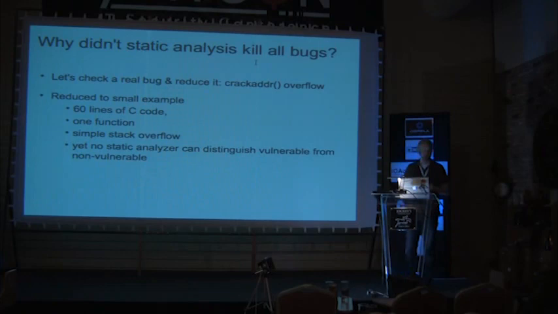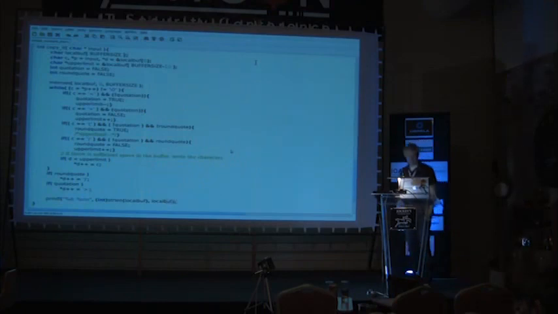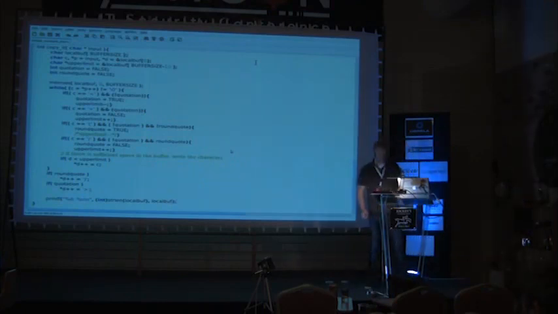My favorite small example that I like to keep in my head to think about all the time is the crack address overflow from SendMail a couple of years ago. And you can reduce it to a very small example. You can reduce it to 60 lines of C code, one single function, standard stack overflow, no heap allocation whatsoever, nothing complicated, but even this very simple example cannot be identified with any modern static analyzer in a proper way, or cannot be distinguished from the non-vulnerable version. So I've got some code here on screen to show this. And this is the vulnerable code.